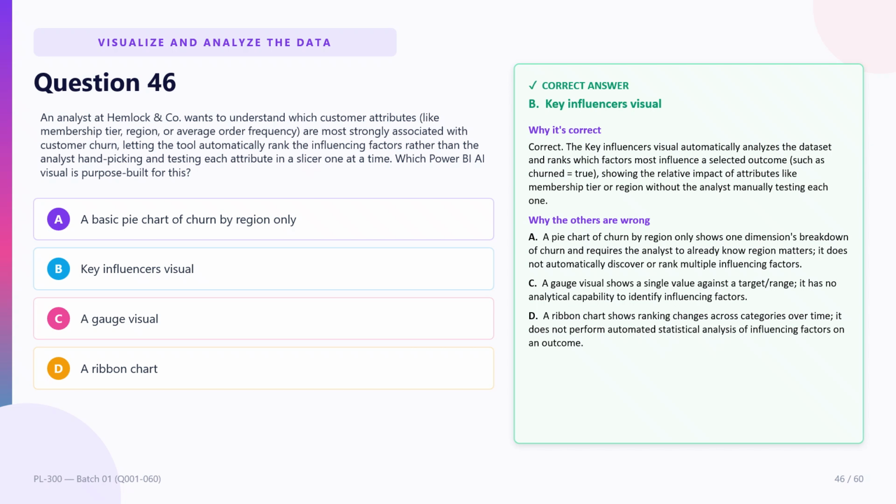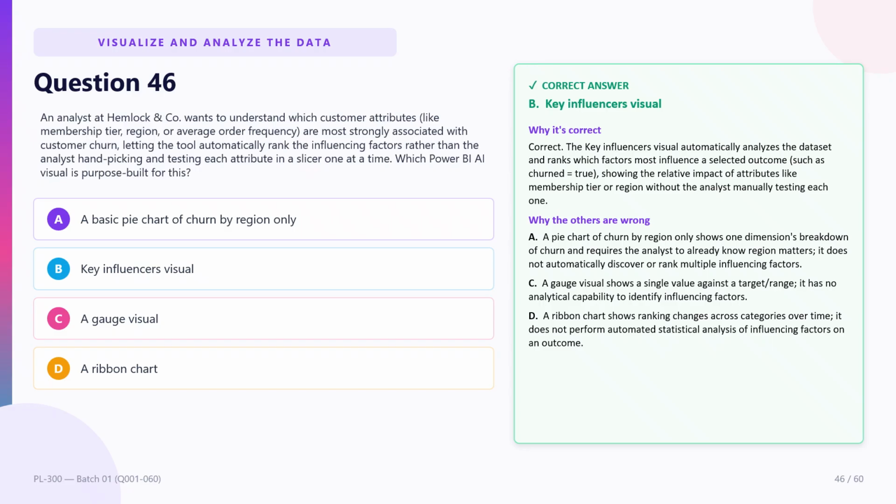The correct answer is B. Key influencers visual. Here's why. The key influencers visual automatically analyzes the dataset and ranks which factors most influence a selected outcome, such as churned equals true, showing the relative impact of attributes like membership tier or region without the analyst manually testing each one. Now, why the others are wrong?